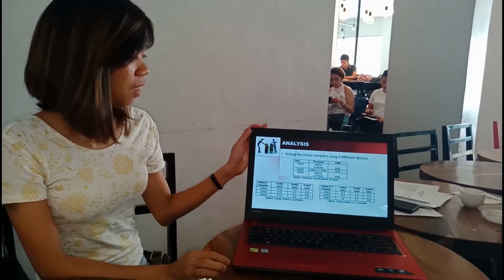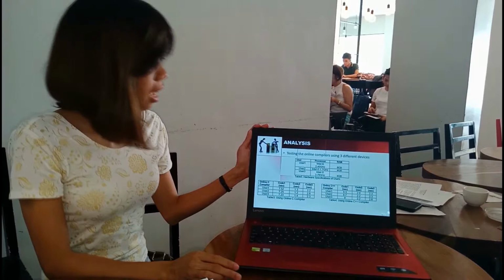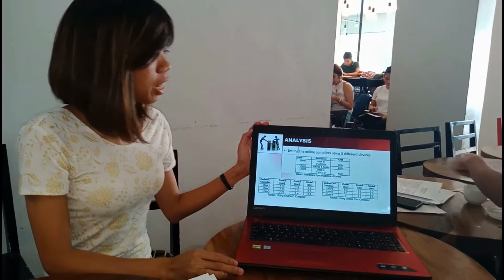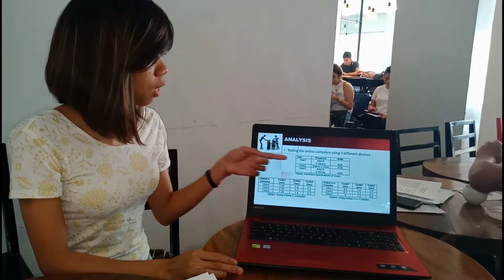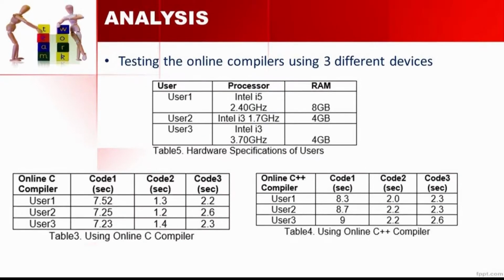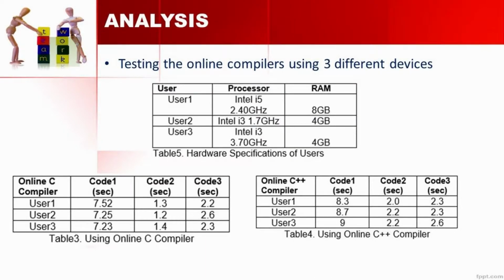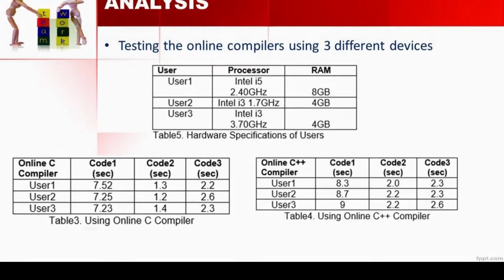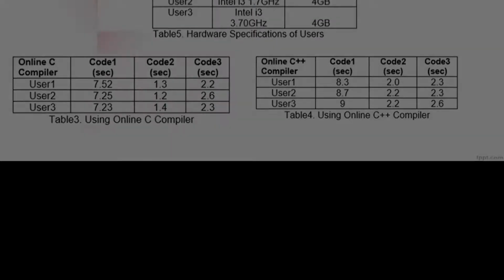Going back, we also tested the application using multiple users. So we have used 3 different devices with the following specifications. For user 1, the processor is Intel i5 and the RAM is 8 GB. For users 2 and 3, the processors are both i3 with 4 GB memory.